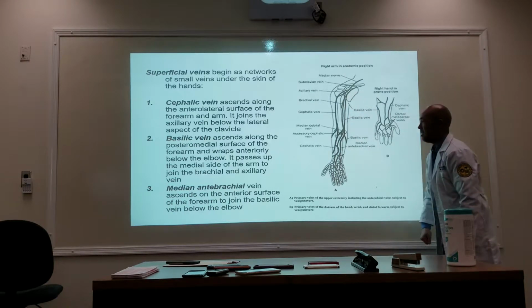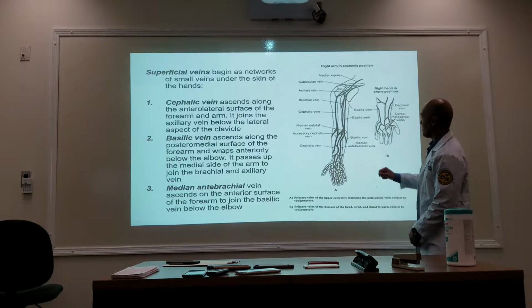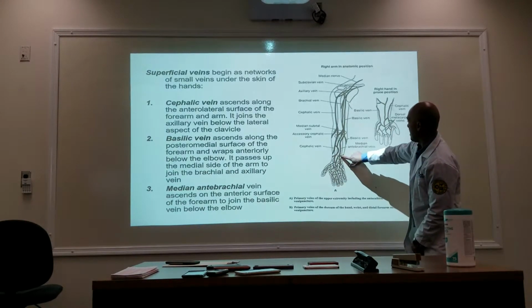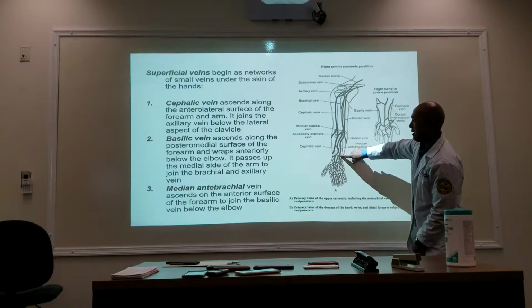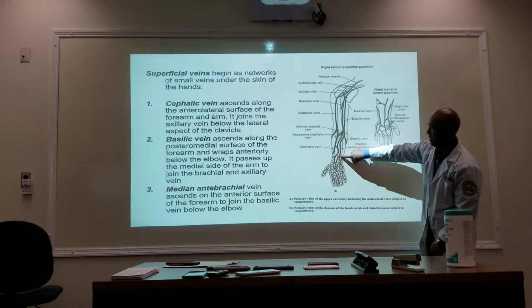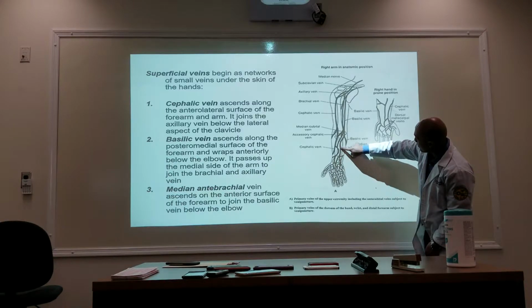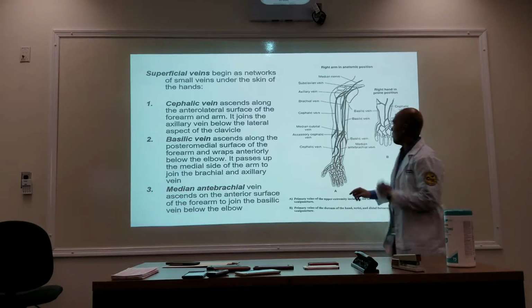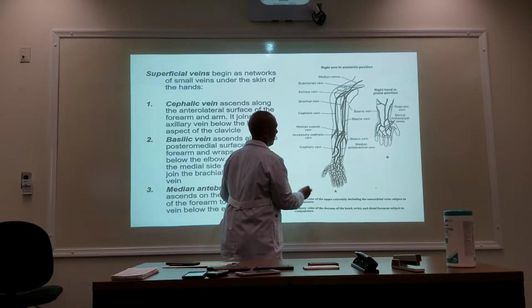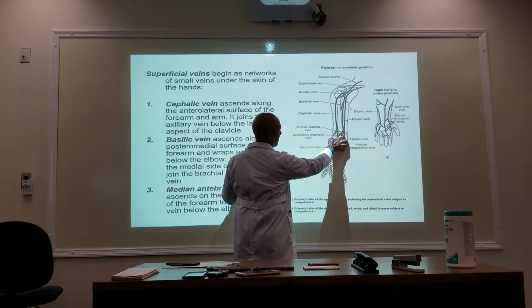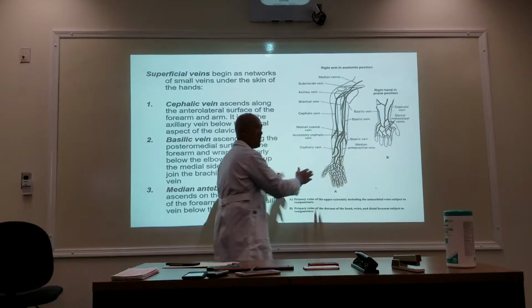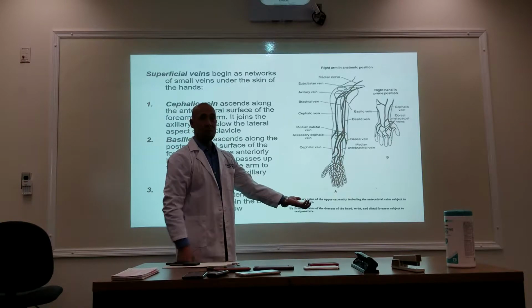And then the median antebrachial vein is this one right here. It ascends on the anterior surface of the forearm and joins the basilic right around the elbow. So this joins right around the elbow right here. So when you're looking at this graph over here, look at where all these veins converge. Right in the middle of your elbow.